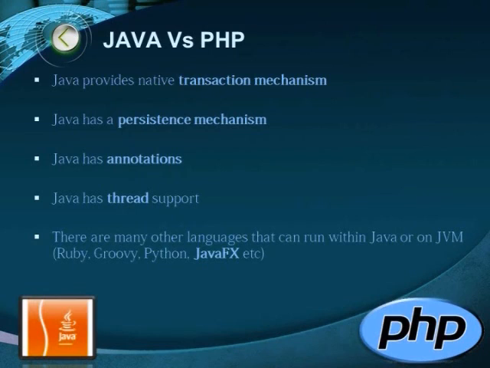Java has annotations. Annotations can be used for both compile time and runtime. Java has thread support, executing tasks in parallel. There are many other languages that can run within Java or on the JVM, such as Ruby, Groovy, Python, and JavaFX.